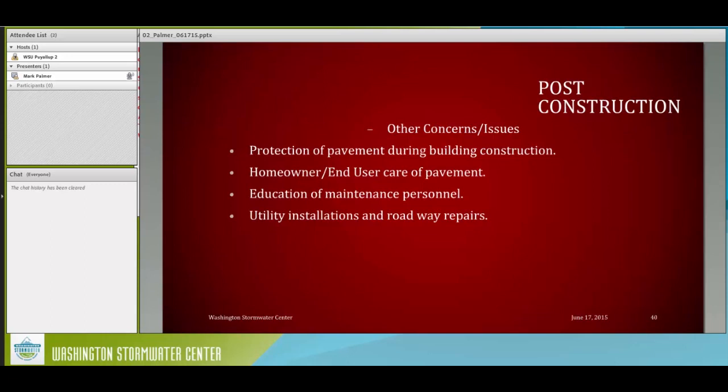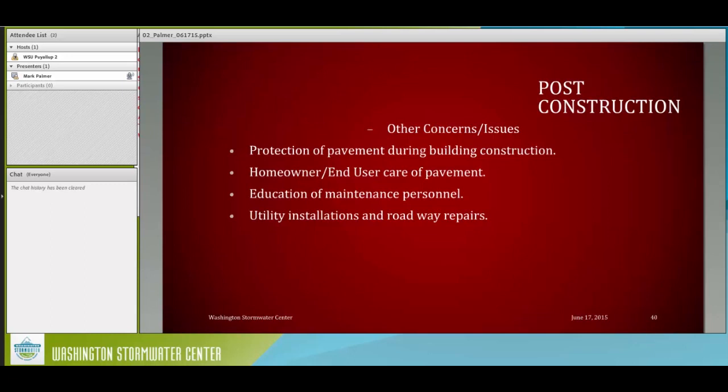So another issue post-construction is protection of the pavement during building construction. A lot of times on new plats and greenfield construction, the streets and pavement are put in first and then the houses are built. Then you have to worry about all the house builders and the landscapers and what they are doing with their materials. Are they washing off concrete trucks in the street? Are they putting their landscaping materials on the street? So keeping care of that is an important issue.